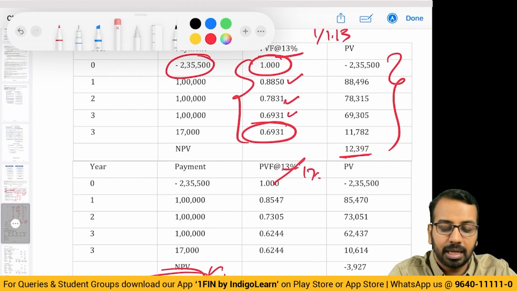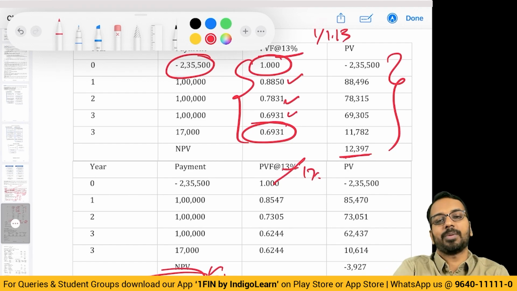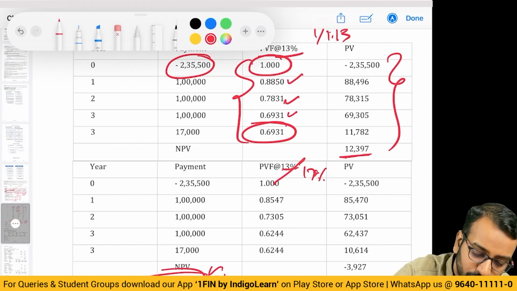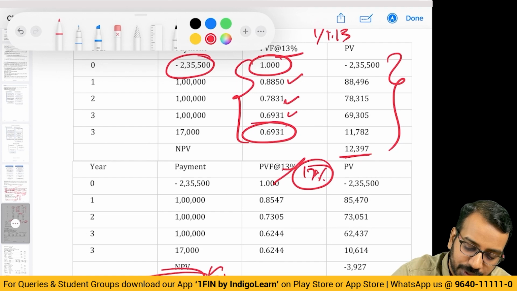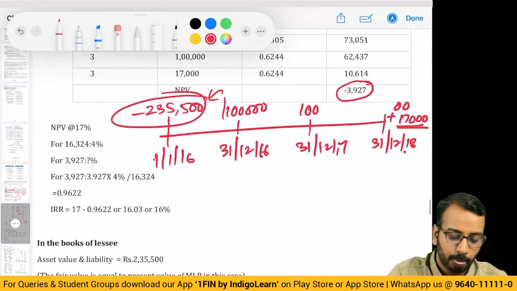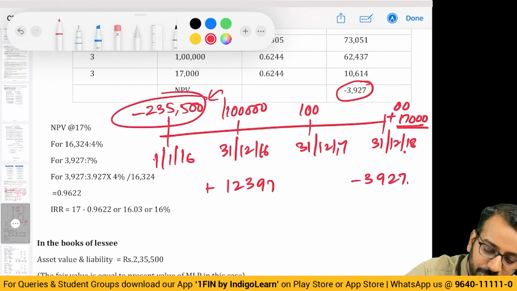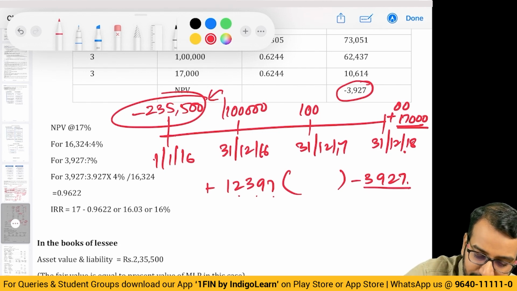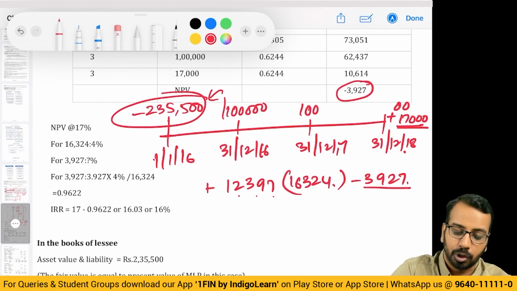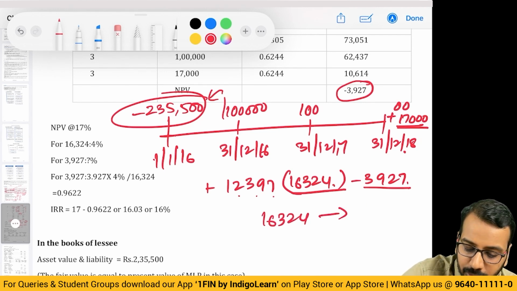because it is positive and we have to make it negative, we will increase the discount rate. The higher the discount rate, lower is the present value. So from 13% we have taken it to 17%, and when we do at 17%, we got minus 3,927. So from 12,397 positive, it has become negative 3,927. So how much is the gap here? The gap is 12,397 plus 3,927, that is 16,324. So for 16,324, we had to move it by 4%.